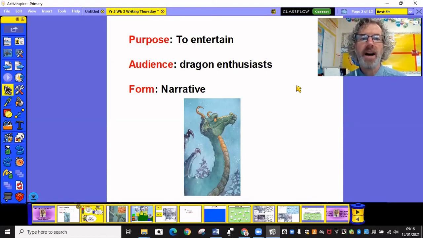Today, we are going to be thinking about using prepositions. Let's just remember the overall aim of our piece of writing. It is to entertain. The audience is dragon enthusiasts, young and old, anyone who likes reading about dragons. And we're going to be writing in the narrative form, which of course is a story, which we're going to be building up over the next couple of weeks.